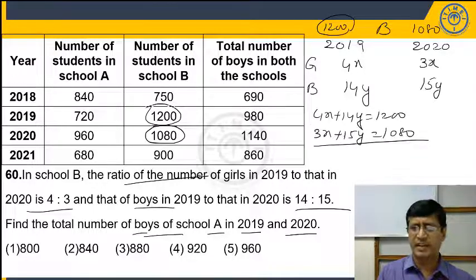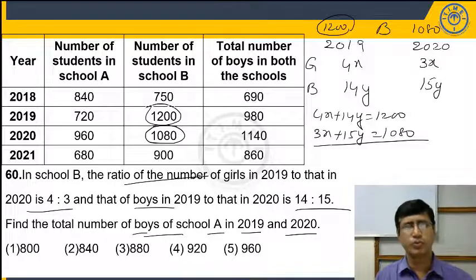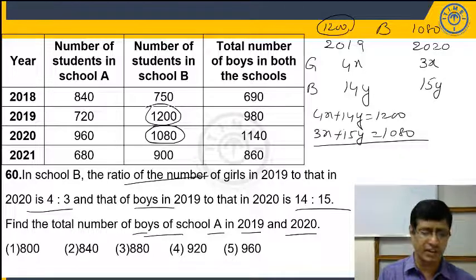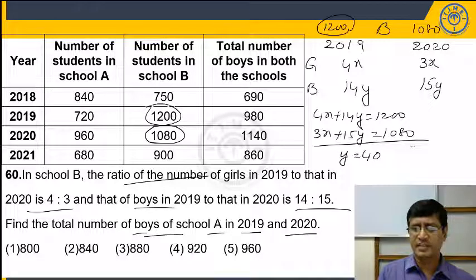Okay, you can simplify this. Two equations and two variables are given. Solving this, you will get the value of y. Just by making one of the coefficients the same, you will get the values of x and y. Equating the x, the value of y is equal to 40, and the value of x is equal to 160.